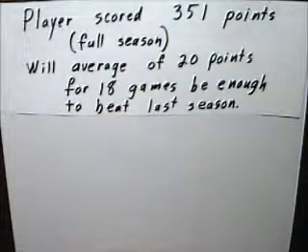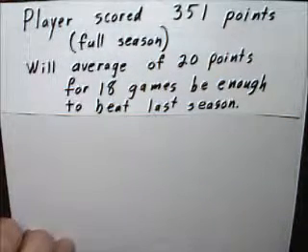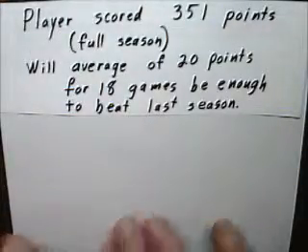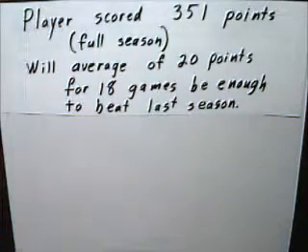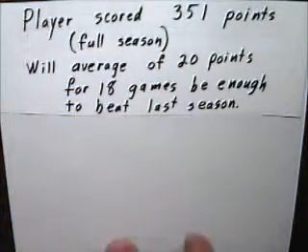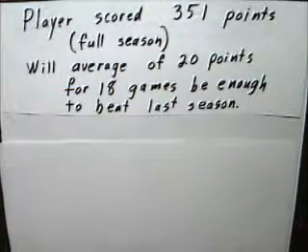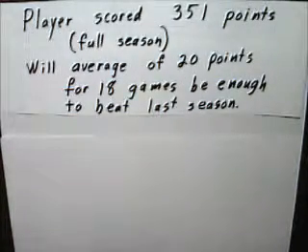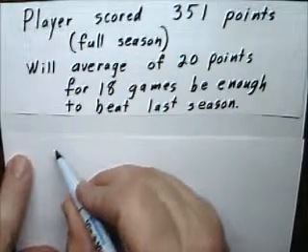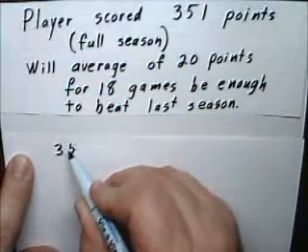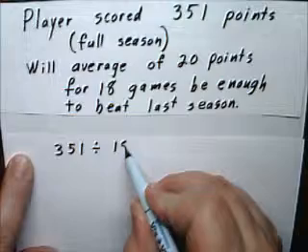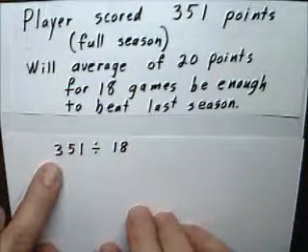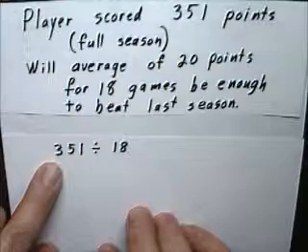Well, thinking about this information and what it means for it to average 20 points for 18 games, and also wondering what the average is if it's 351 points, I see two ways of doing this problem. One is we can check out last season and find out what his average was last season. To do that, we would do 351 divided by 18 games. And this will give his average for last season.